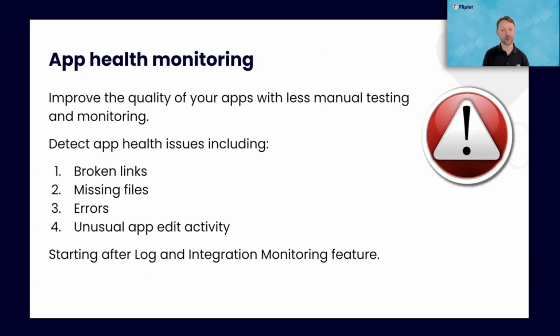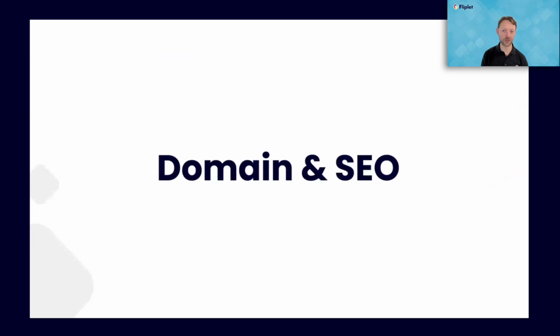And then straight after that, we're going to be building our app health monitoring. So this is more about monitoring the health of your app. And it's going to look for things like broken links, missing files, errors that are occurring in the app, and unusual app edit activity. And we're going to be working on this feature as soon as we finish the app log and integration monitoring capabilities. They're similar, but they have a slightly different scope. So yeah, that feature is going to be coming very soon.